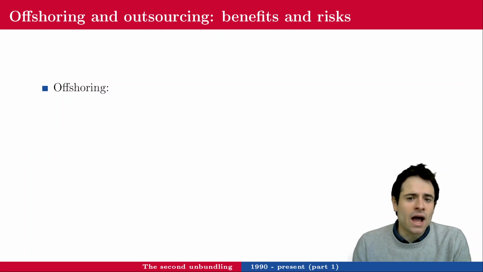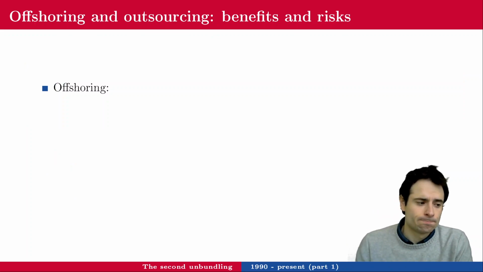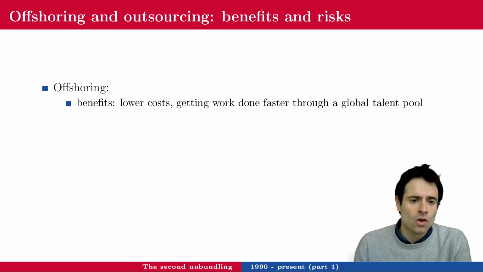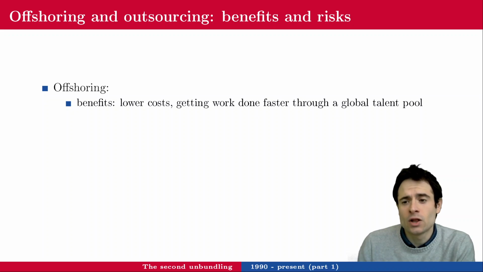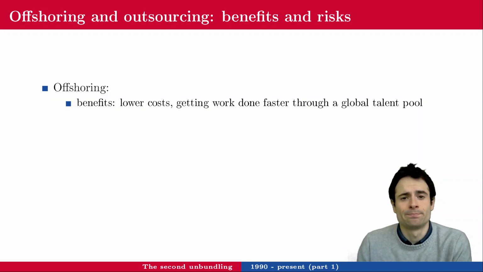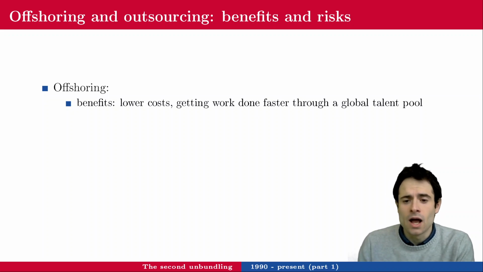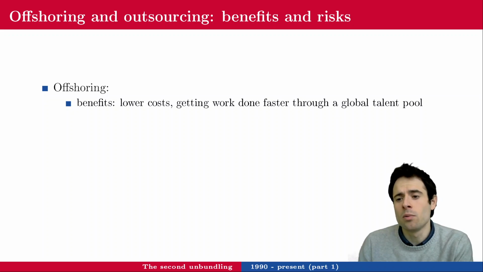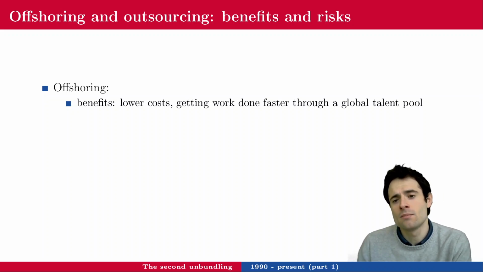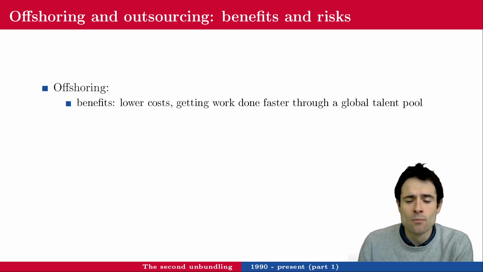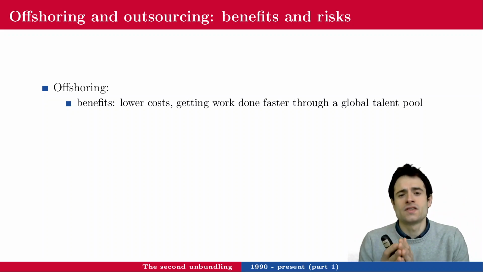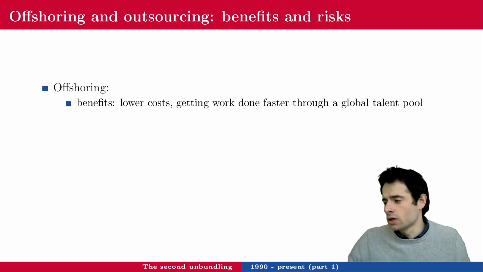Offshoring and outsourcing have benefits and risks. The benefits of offshoring are usually lower costs. You get work done somewhere else because it's cheaper. You can get work done faster through a global talent pool. You can benefit from a more global pool of skills than just the one in your territory.